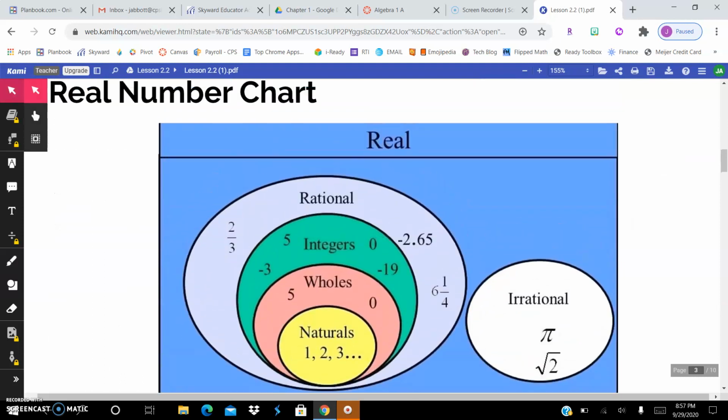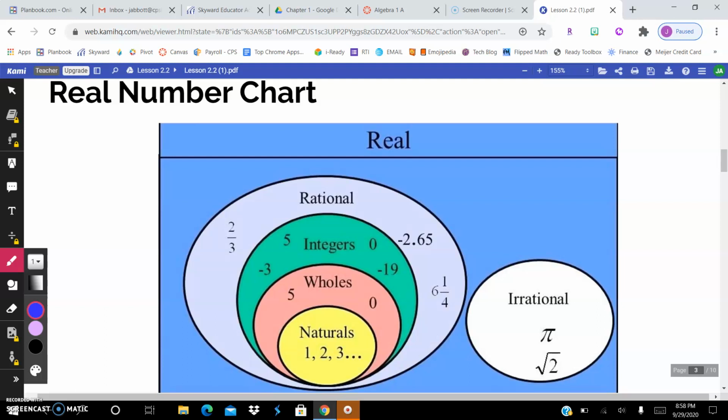Here is the real number chart. I really suggest pausing the video and writing this for your notes because when you have to classify numbers and things like that, you're going to definitely need this chart. Okay, so let's talk about the yellow circle here, natural numbers. Natural numbers are also called counting numbers. So if I asked you to count to 10, you would start at 1 and continue on saying all of the whole numbers up to 10. So those are natural numbers, and they continue on.